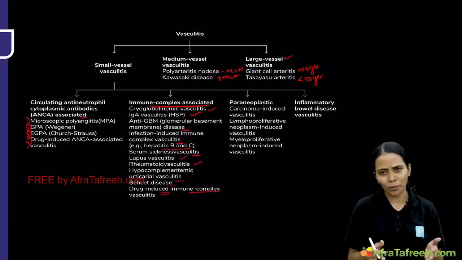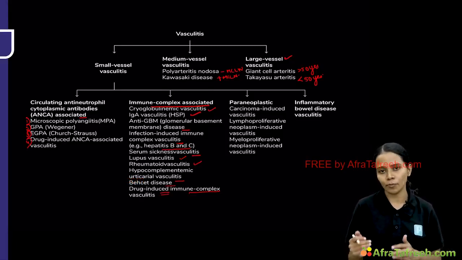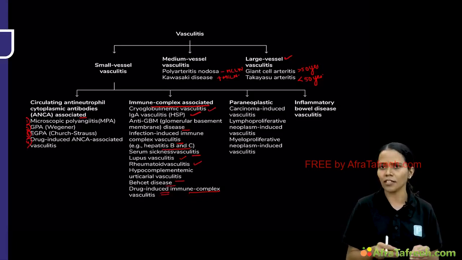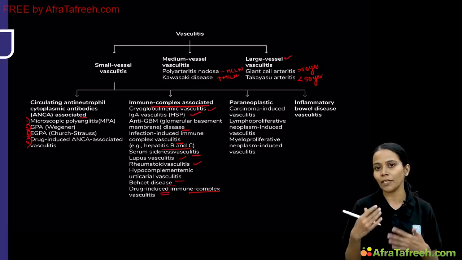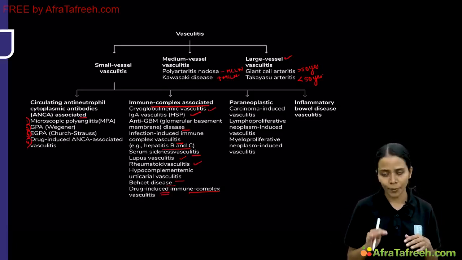So you don't have to remember all these things. It's rarely asked, the causes of immune complex mediated vasculitis, but even if it is asked, I think it will be easy to pick up in terms of options. To write for a theory paper, it might be difficult to recollect, but as far as options are concerned, I think it should be easy to pick up.